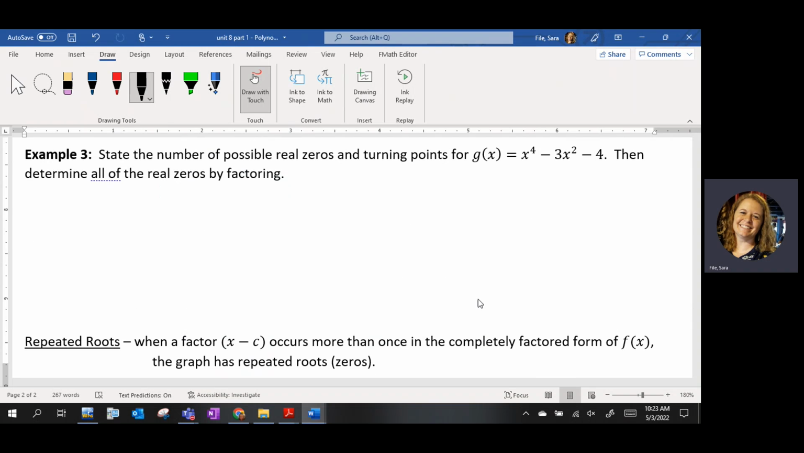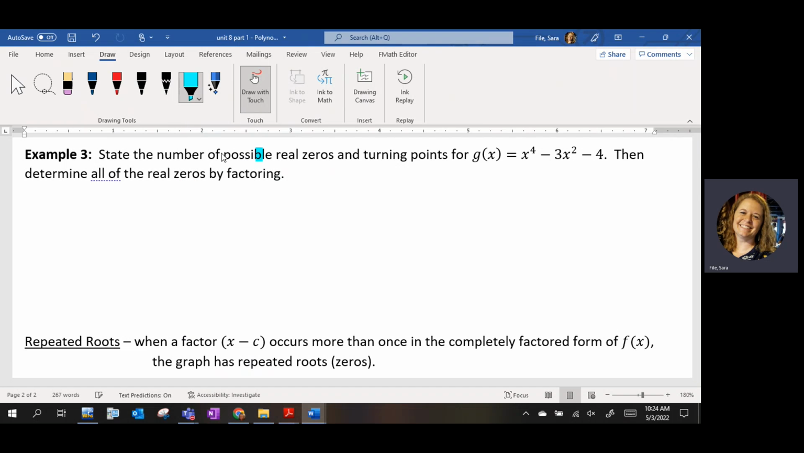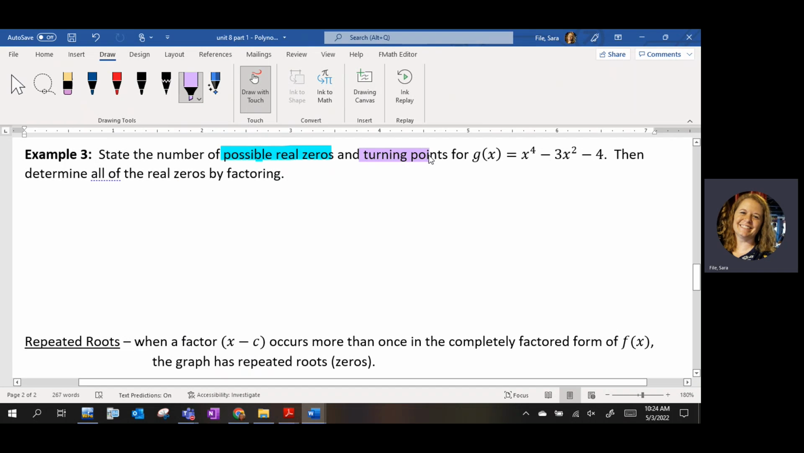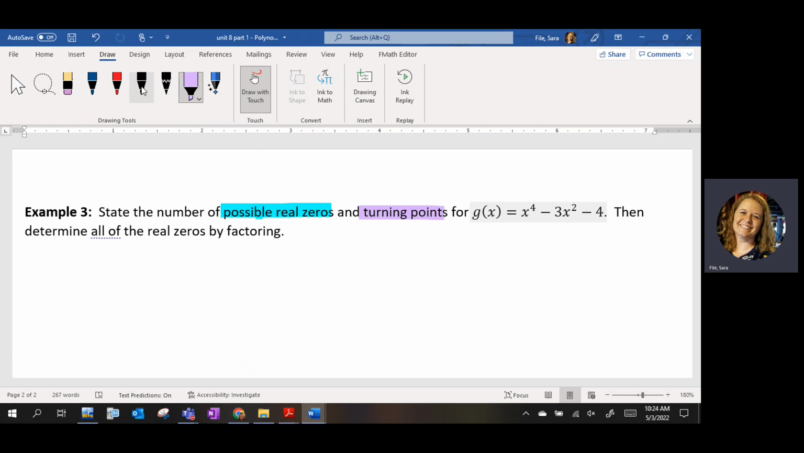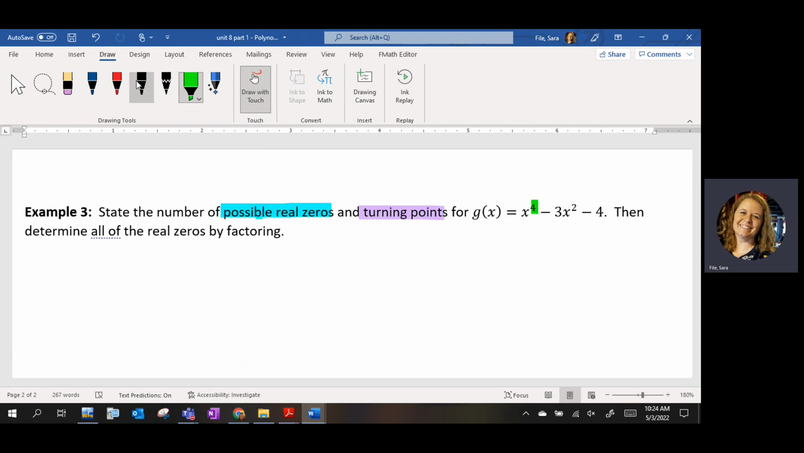All right, the next example again asks us for the possible number of real zeros and turning points. So we again need to identify our n value, which is what? This time it is 4. So n is 4, which means that 4 is the maximum number of zeros, and 3 is the maximum number of turning points.